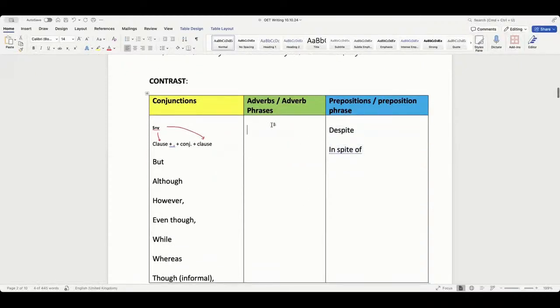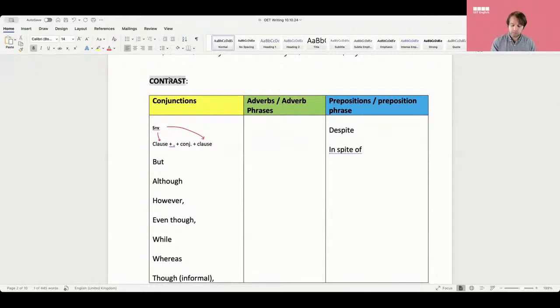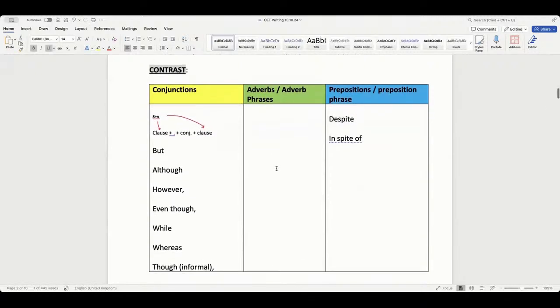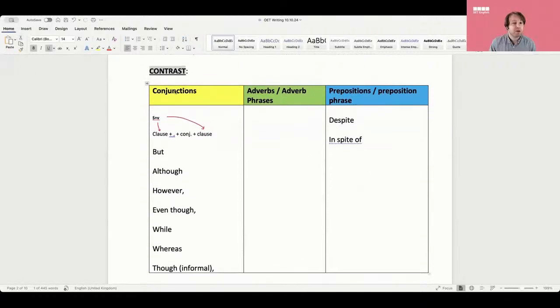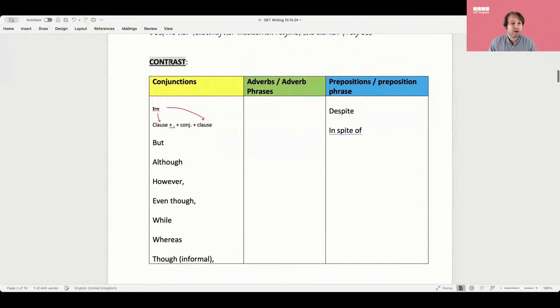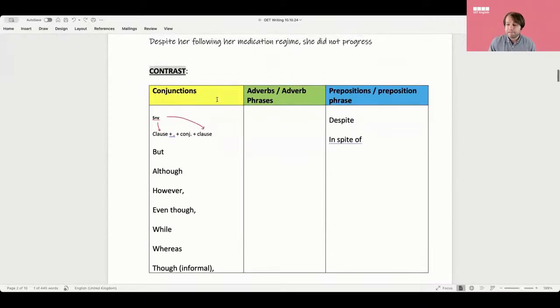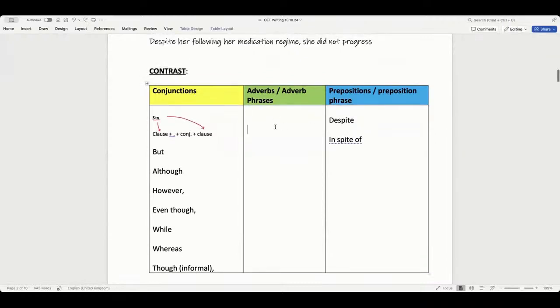As a result. Just contrast. No, I'm talking about contrast. Okay, contrast. You can see it here. So is there any adverbs?